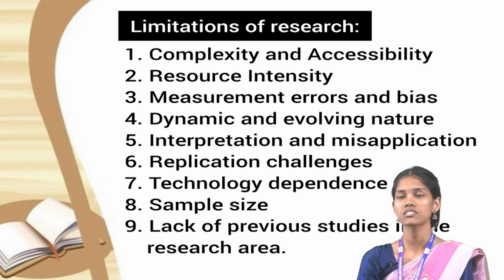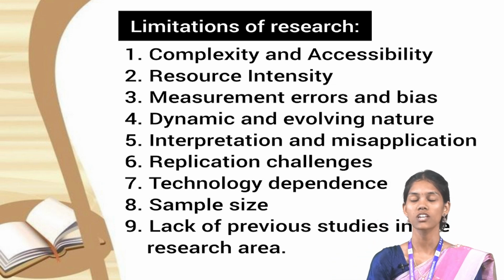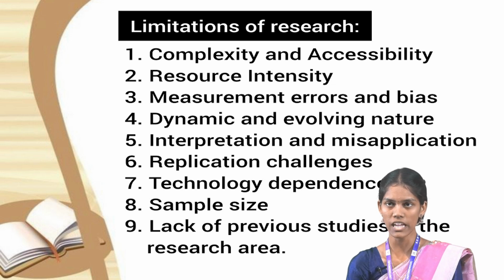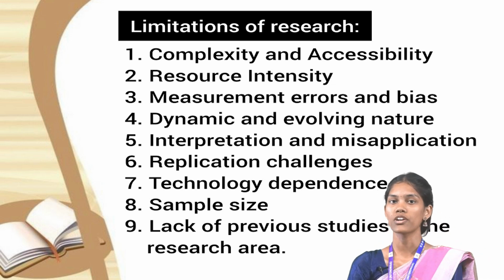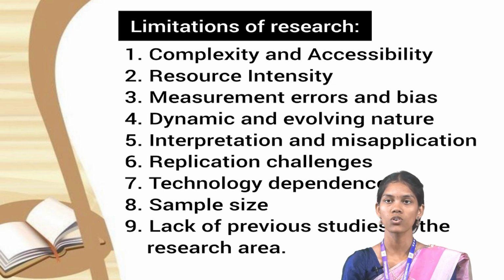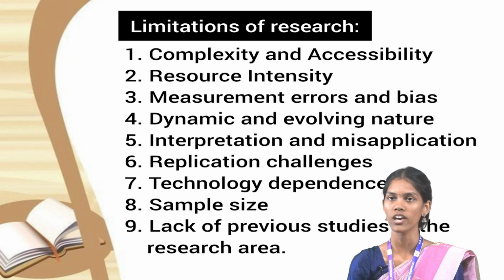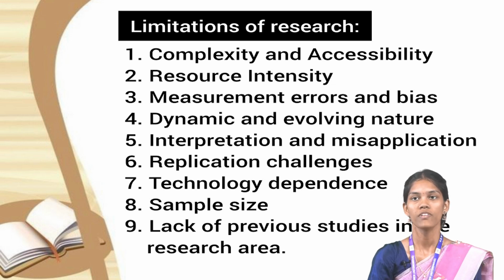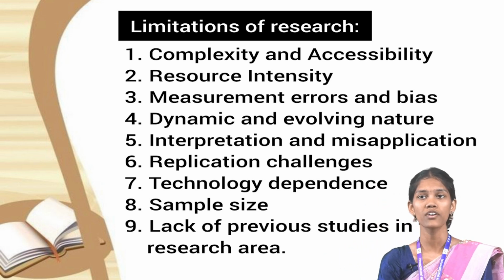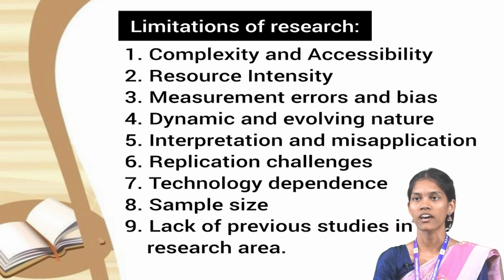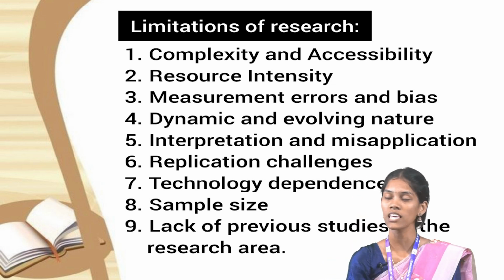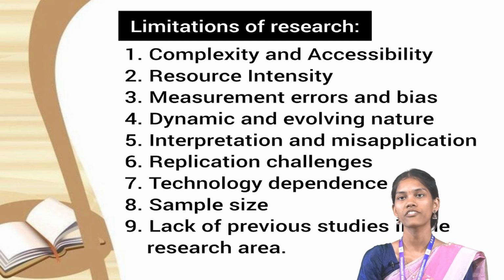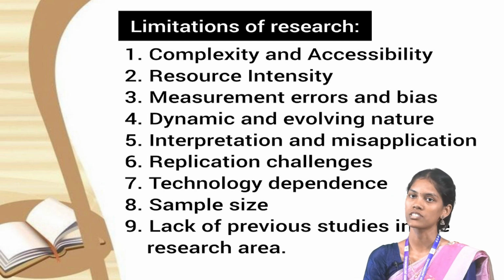Next one is resource intensity. Resource intensity is that it takes time, distance, or money to access the data. So the second one is resource intensity, and that is also a disadvantage. Next one is measurement errors and bias. Sometimes a researcher can make mistakes that occur as errors and bias when he is deliberately doing something in his research that can affect his research. So that is also definitely a limitation to his research.